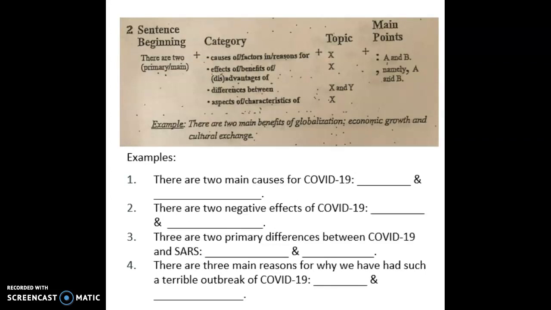Now this is a second strategy. Again, the graphic breaks down the sentence. And it has a sentence beginning, a category, a topic, and a main point. This time though, the sentence beginning starts with "there are two," and then it says whether it's primary or main. After that, it's going to ask for the category, depending on what you're asked to do for your particular assignment. Then whatever topic you're talking about, and then previewing the main points. Again, see the examples and fill in the blanks with your own particular topics or previews that you want to talk about.